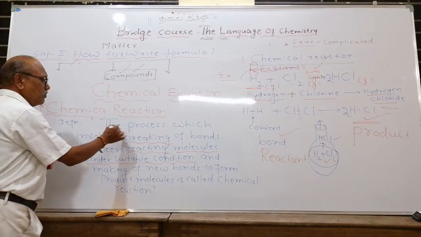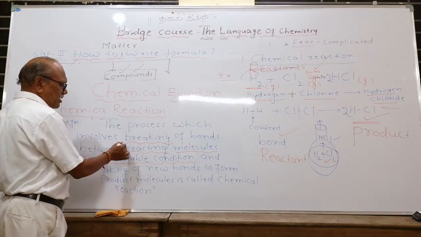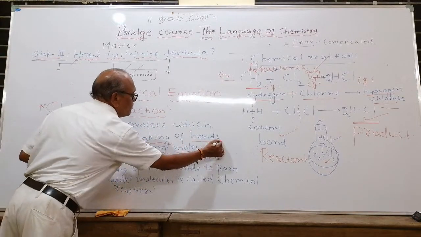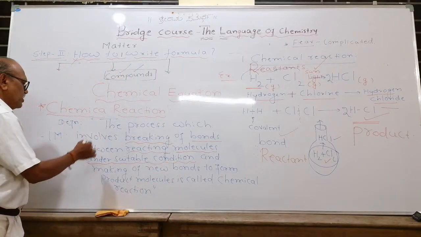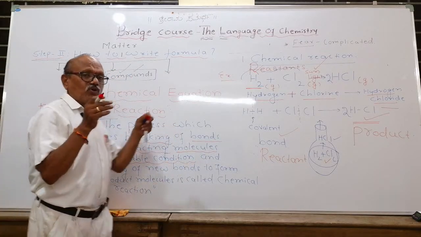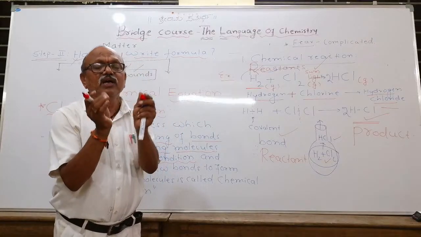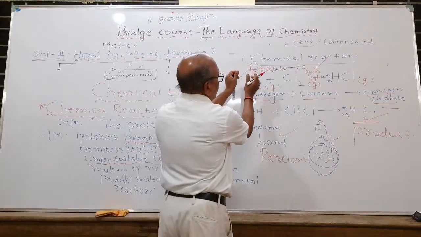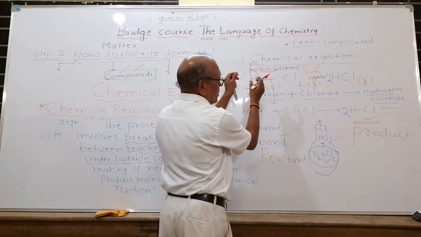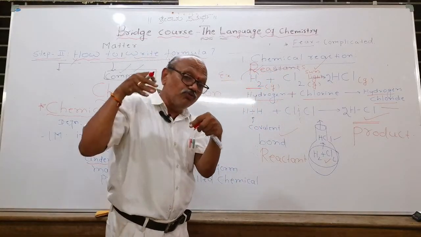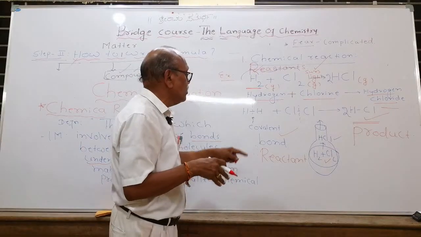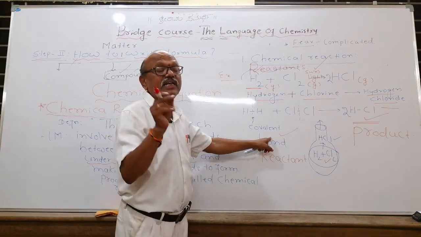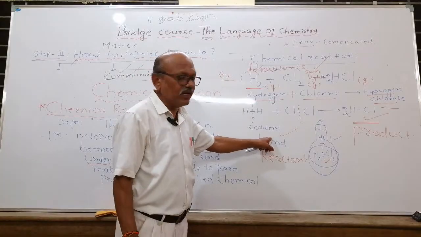What is a chemical reaction? A process which involves breaking of bonds. So what is a bond? Let us write. What is a bond? Force of attraction which holds the constituents of a molecule together. That is, a hydrogen molecule has a force that holds two hydrogen atoms together. That force we call a chemical bond, ರಾಸಾಯನಿಕ ಬಂಧ, in Kannada.